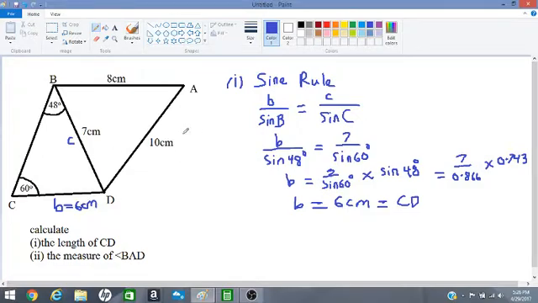Let's work out part 2. The measure of angle BAD, this symbol means angle. So this is angle, another way to write angle. So let's find where BAD is. Moving from B to A to D, it must be here. So we want to find the angle in blue, and we are going to use the cosine rule to do so.